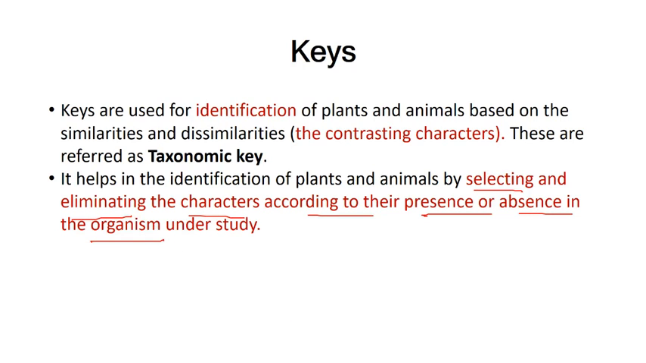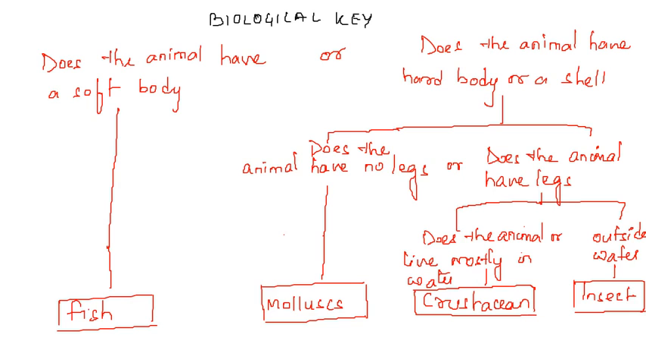So see, I'll explain this by one example. Here, this is an example of a biological key. There is a list of questions which helps in identifying and classifying the organisms. Each character of an organism is present in a couplet. Each question is in the form of contrasting characters, and this is known as a couplet.